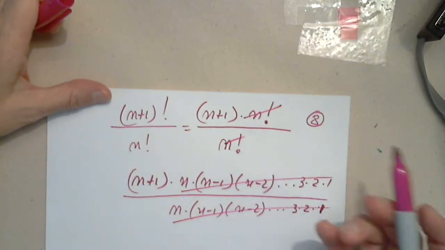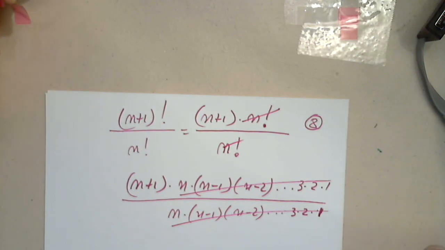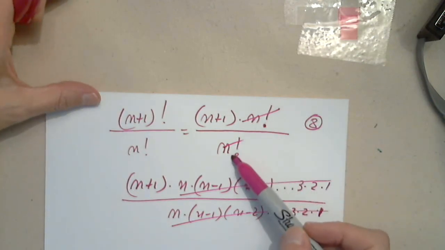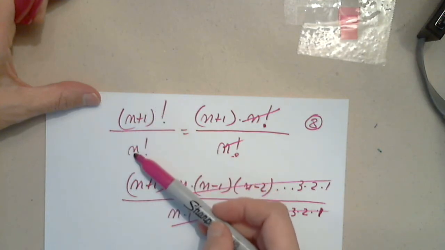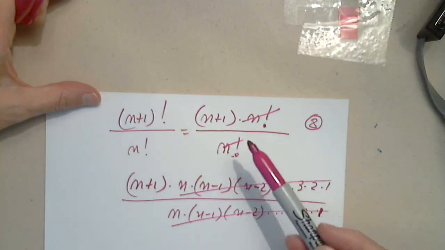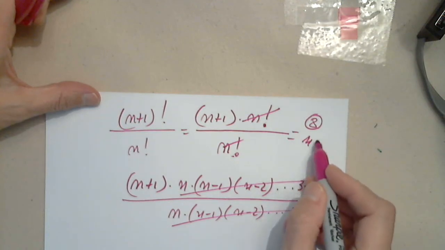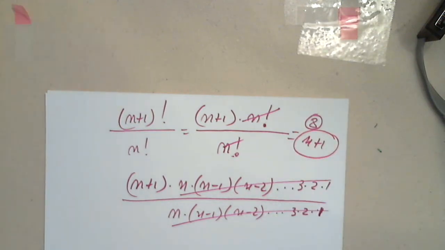Because you can simplify. They cancel each other out from the very beginning. Exactly. So that's why I'm always asking myself which one is bigger. I start with the bigger one and I leave the smaller one alone, and then it will cancel out. So the answer is n plus 1. That's it.